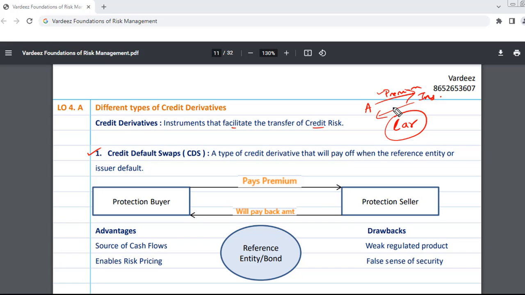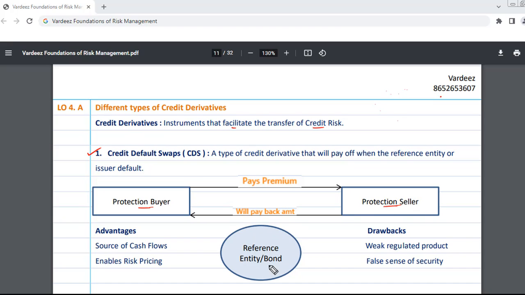I'll renew the insurance again for the next year, so on and so forth. I can go ahead and do that. Now coming back to this CDS, the person who is buying the credit risk protection is known as the protection buyer, and the person who's selling, like the insurance company here, is known as the protection seller.